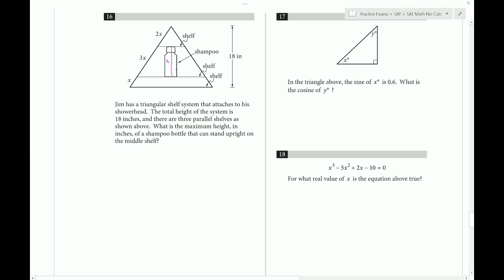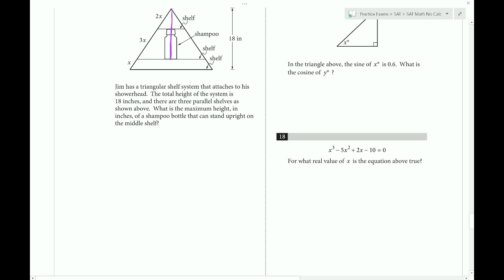In order to do that, we're going to have to use the entire triangle to go all the way up to the top. And then we can use this mini triangle and we can subtract. So the first step is going to be to figure out this height right here. We could do this using similar triangles, right?